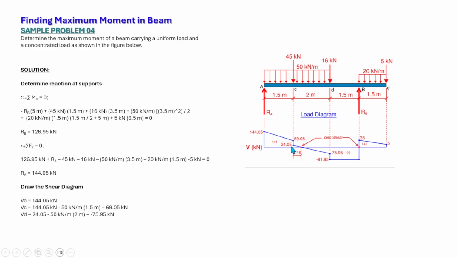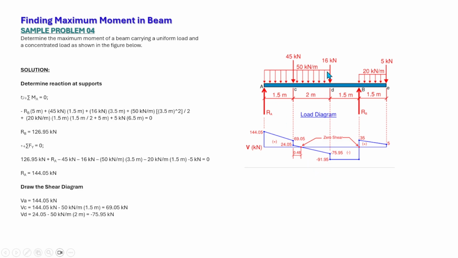So 24.05 minus the load between C and D, and that would give us 75.95. This calculation here, negative 75.95, is the shear just to the left of point D.